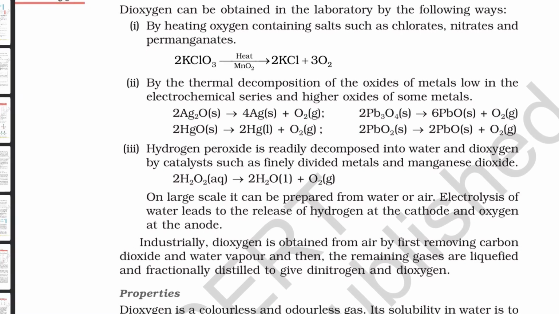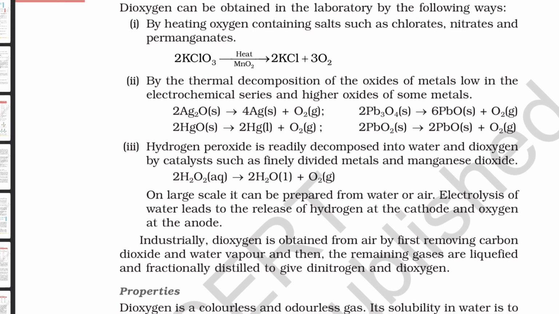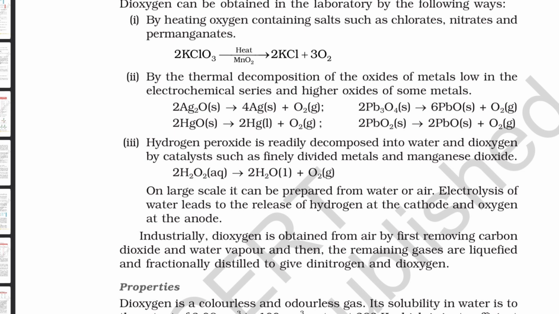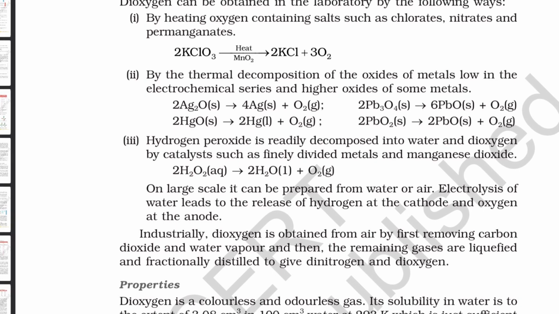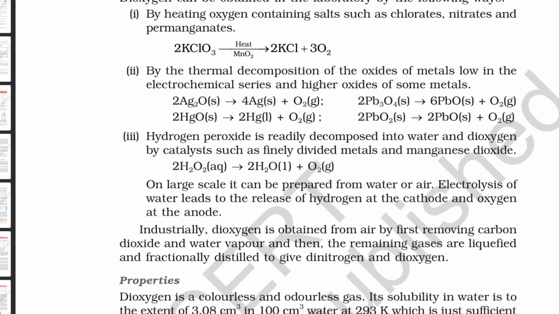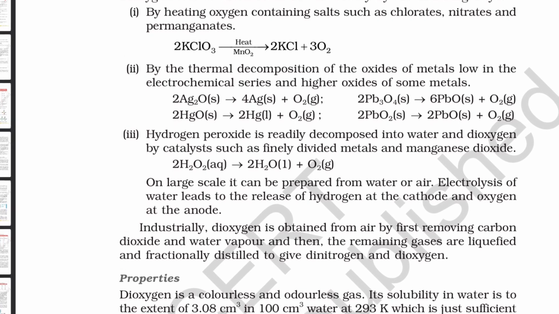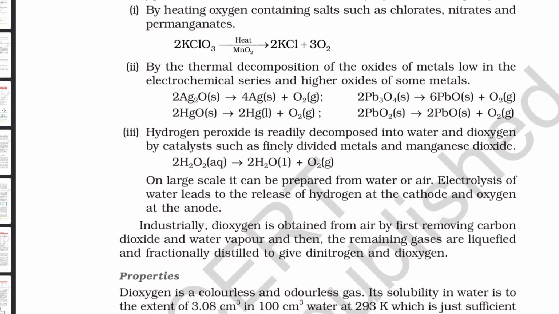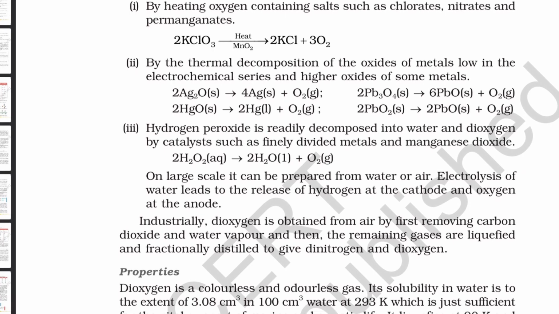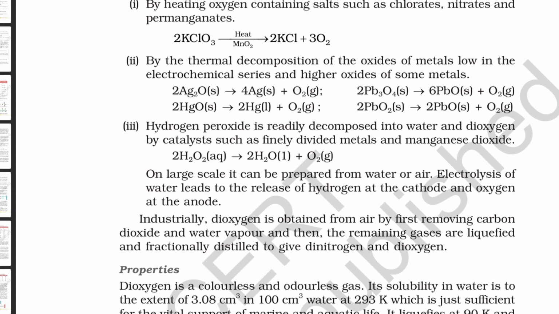On large scale, it can be prepared from water or air. Electrolysis of water leads to the release of hydrogen at the cathode and oxygen at the anode. Industrially, dioxygen is obtained from air by first removing carbon dioxide and water vapor, and then the remaining gases are liquefied and fractionally distilled to give dinitrogen and dioxygen. This point we were discussing even for nitrogen also.